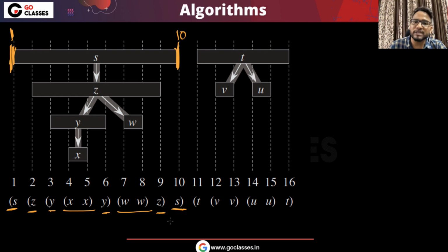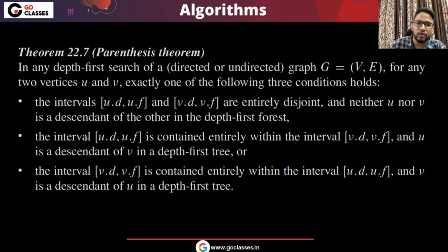This theorem is extremely useful and you will be able to solve questions in a blink of an eye. And just see here, this is start of t and this is end of t. In between you are having start of v, end of v, start of u, end of u. Right? Now let me just read out this theorem. It is saying that in any depth first search of a directed or undirected graph G, for any two vertices u and v, exactly one of the situations will hold.